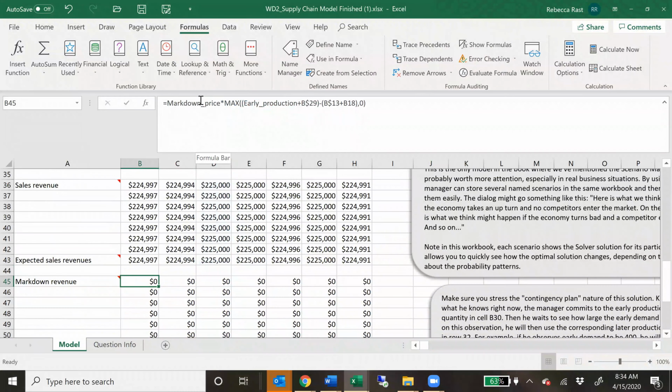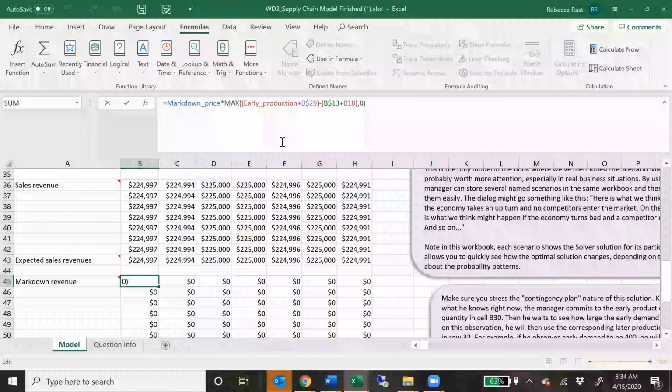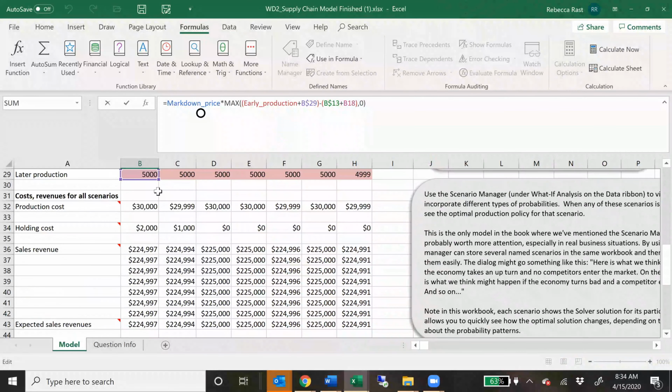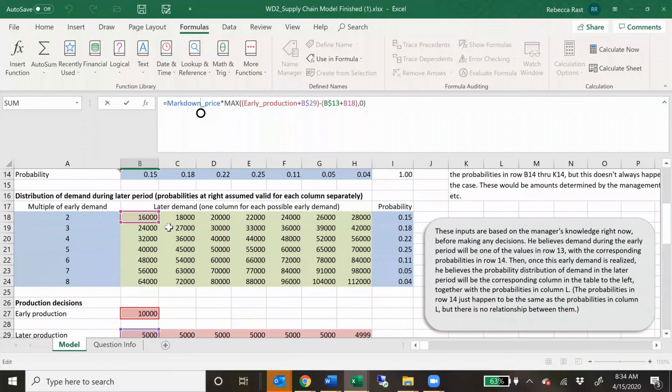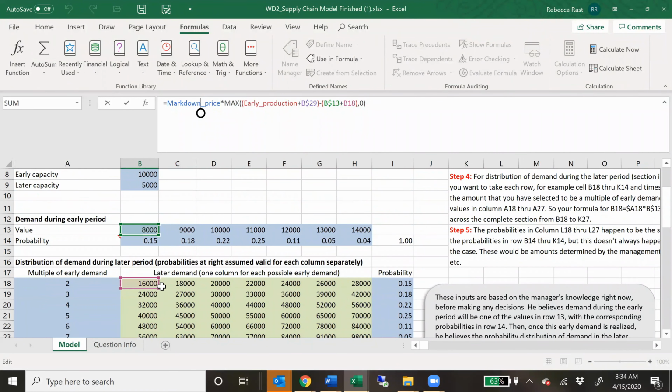Now, the markdown revenue is the possibility that we have to sell at the markdown price. So you say markdown times the maximum amount of early production, and then this later production period here, minus the predicted demand. And so you have the B13 and the B18, and then you take 0. So you're taking the maximum amount of whatever could be left over, and you're timesing that times the markdown price to estimate the maximum amount of markdown price you would have to have.